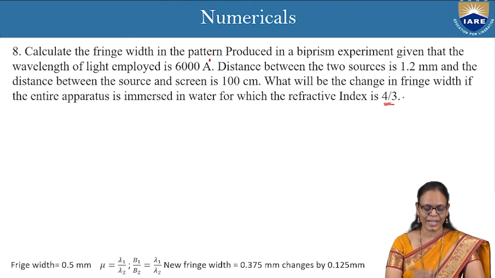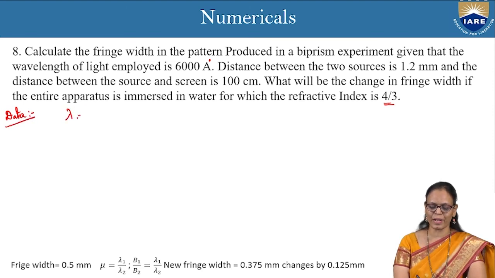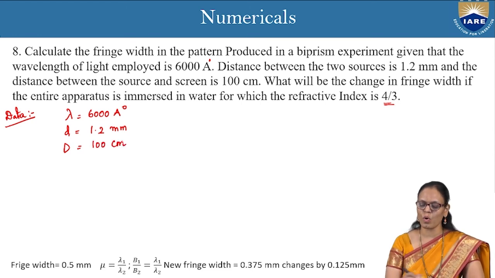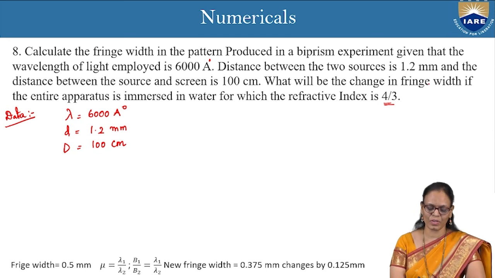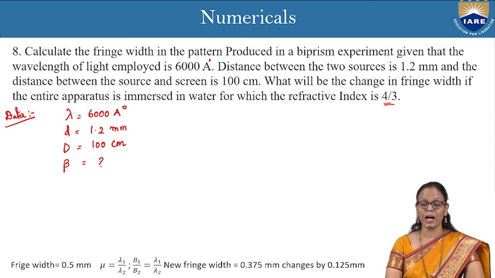Okay. So let us first write the data so that we'll understand what we have to do. Wavelength of light, lambda is 6000 angstrom. Distance between the two sources, that is small d, 1.2 millimeter. Distance from the source to the screen, 100 centimeter. What will be the change in fringe width? So definitely we may have to find the fringe width. Then find the change in fringe width. Okay, all the three are in different units, so we'll have to do the conversion.